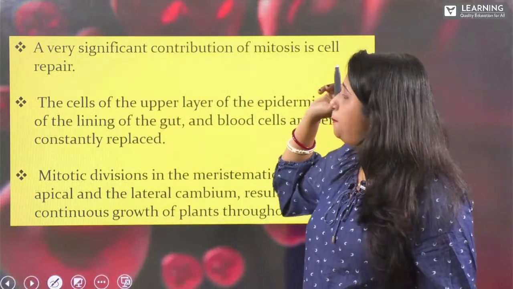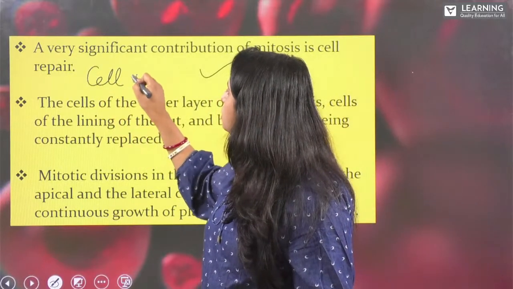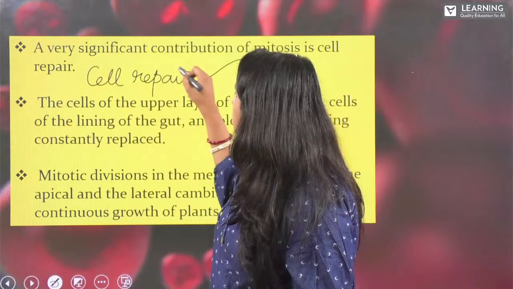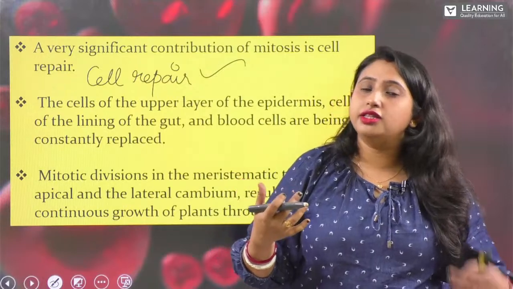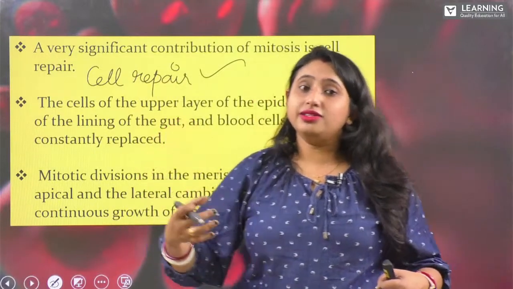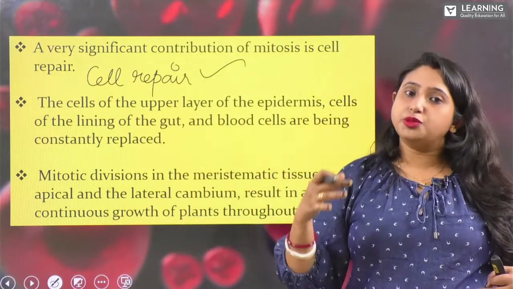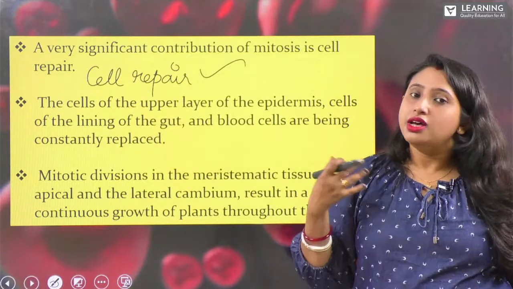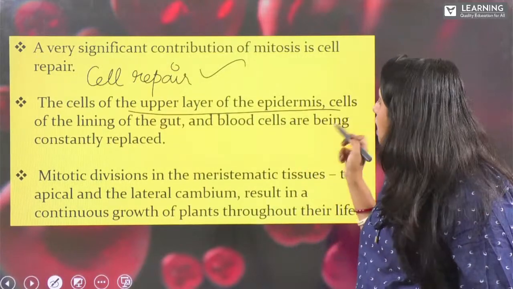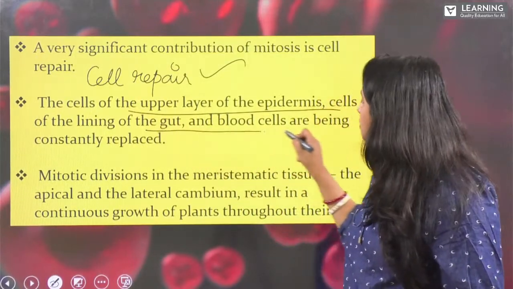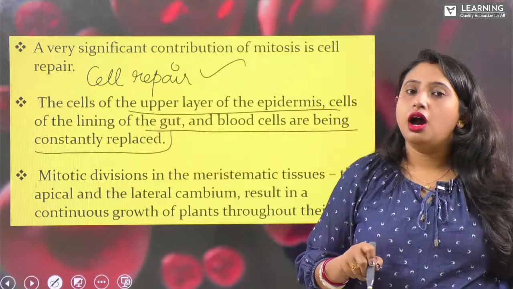Next, it is playing a very significant contribution in cell repair. If in our body any of the cells gets damaged, how will the cell divide? These damaged or broken cells need to further undergo the cell cycle, cell division. So it undergoes this mitosis process and it helps in cell repair. The cells of the upper layer of the epidermis, that is our skin cells, cells of the lining of the gut and the blood cells are being constantly replaced with the help of mitosis.